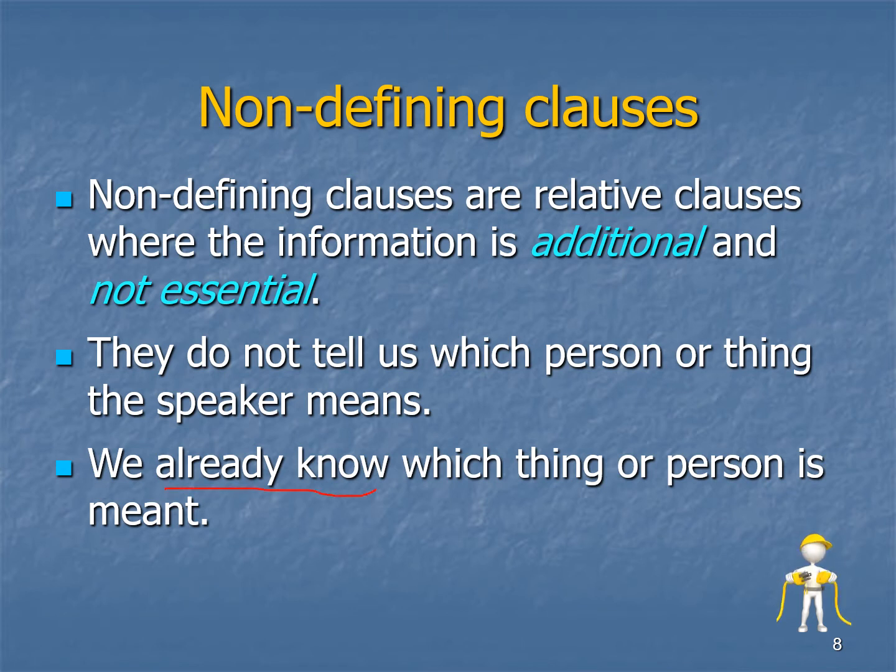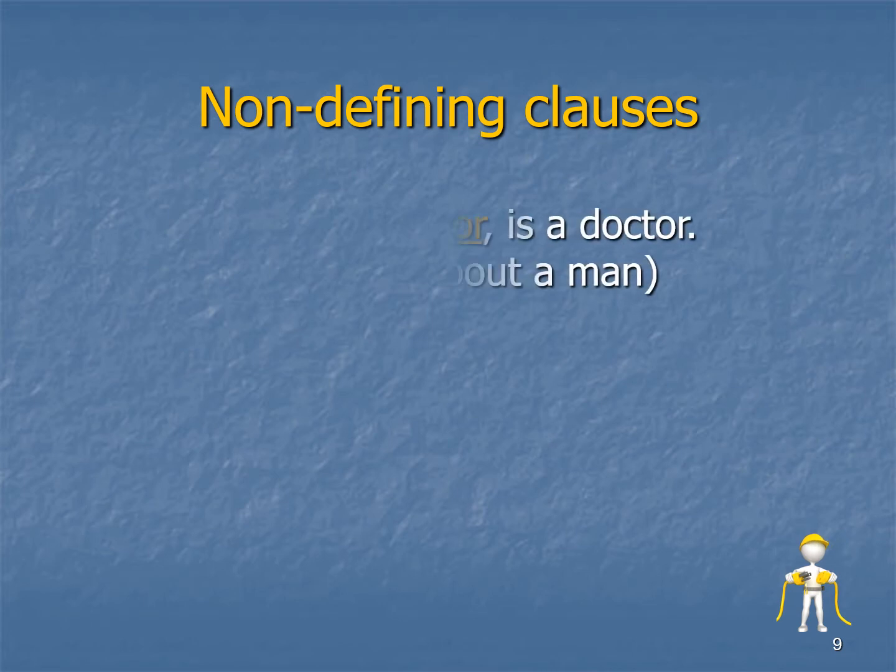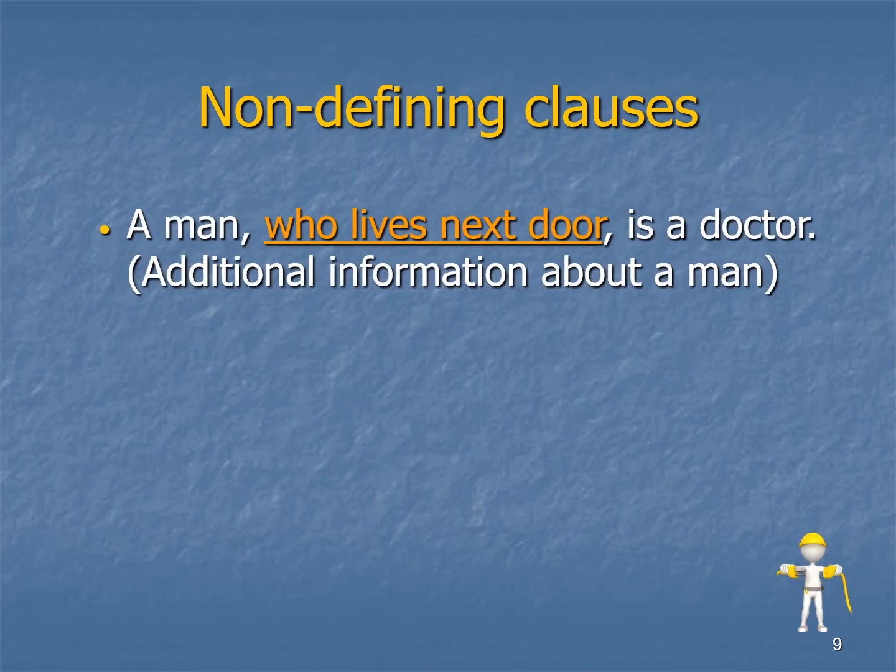Yeah, we already know which thing or person is meant. Already know, not important anymore, right? Okay, so those things. For example, a man who lives next door is a doctor. So, who lives next door is just the additional information. It's just the additional information to a man, or about a man, right? It did not tell us who, all right?